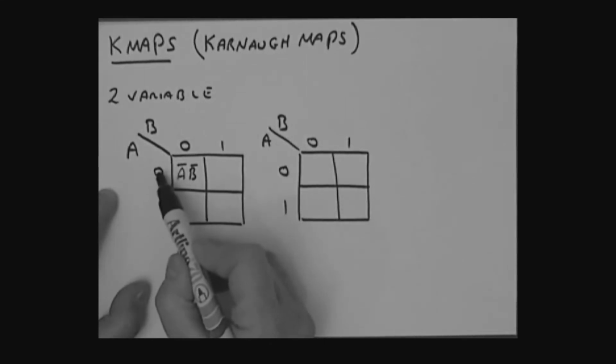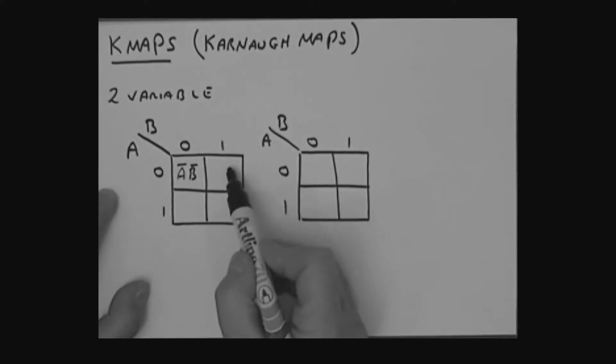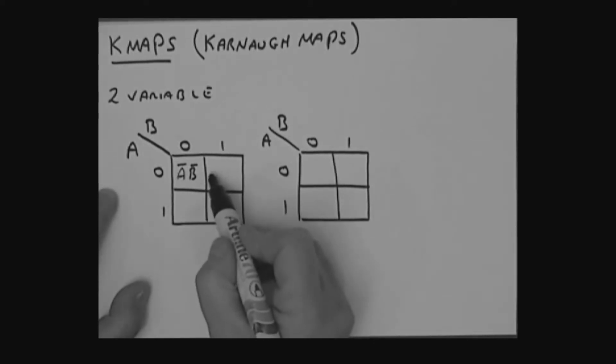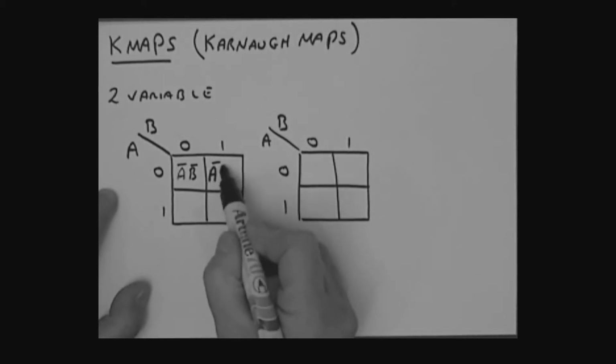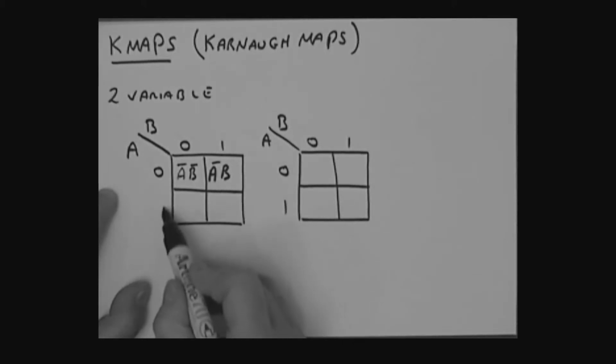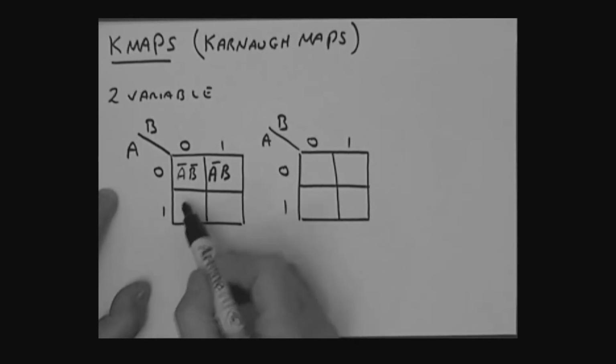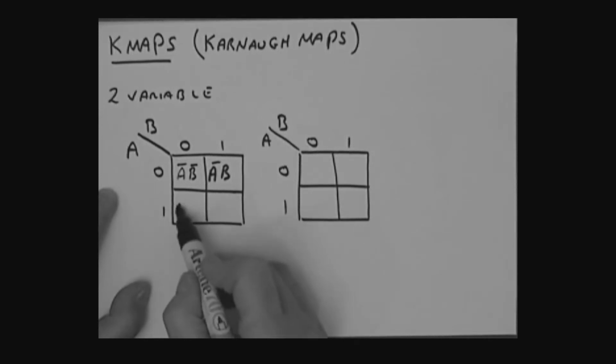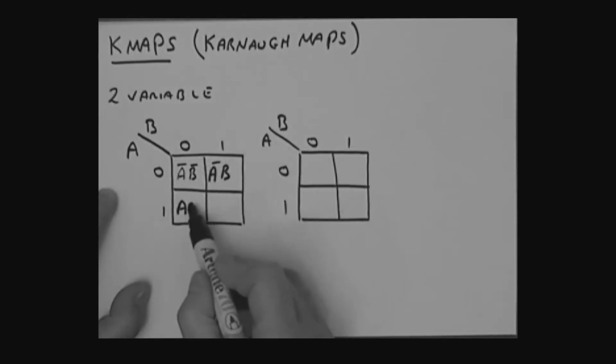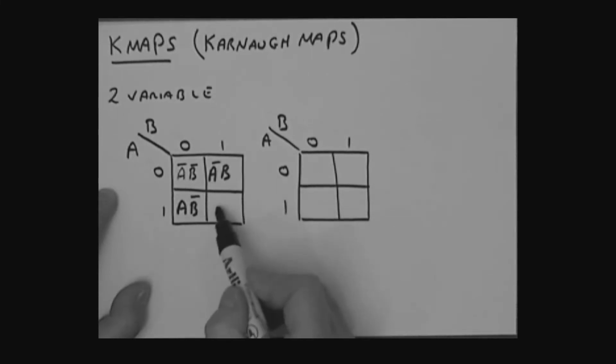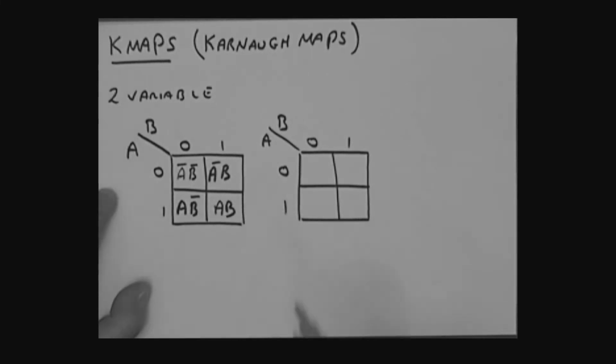The 0 here is an indicator of the A bar, and the 1 here is an indicator of B. So this term here would be A bar B. What's this term here? Well, the A is, as it were, a 1, so that's an indicator of A. So this would be A, and this would be B bar. And then this term here would be just simply AB.